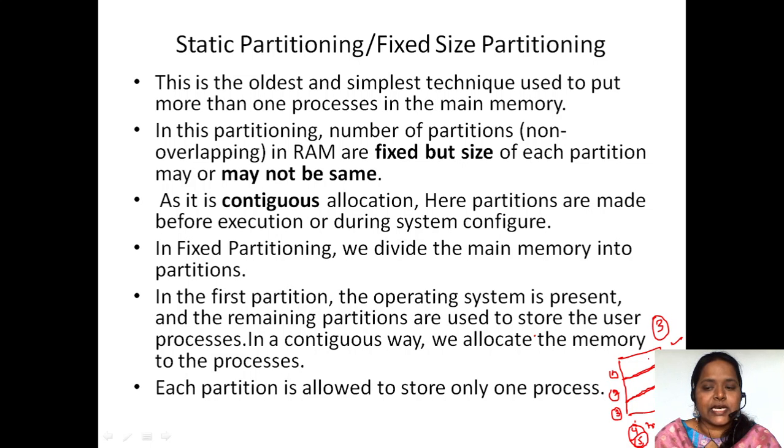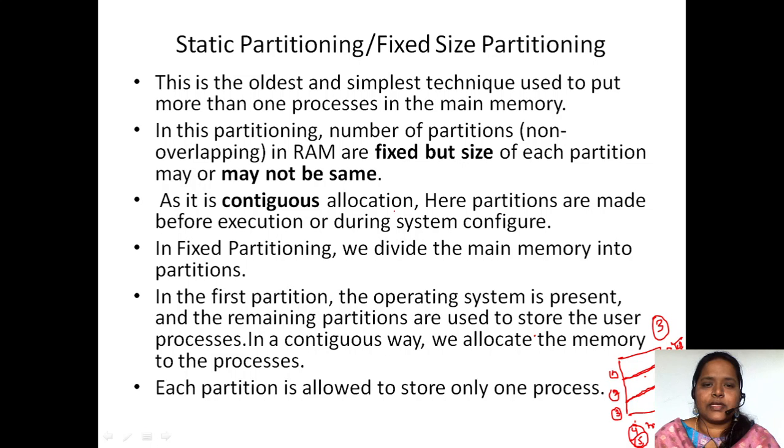This partition is nothing but division. These are fixed, but the size of each partition can vary. The size of the partition can differ. This partition may be 2 KB, this one may be 5 KB, and this one may be 9 KB. Partitioning is nothing but division. Three divisions are there, and those three divisions are fixed, but the size of each division can vary. The first division is of 2 KB, the second is of 5 KB, and the third is of 9 KB. So this is the fixed partitioning.